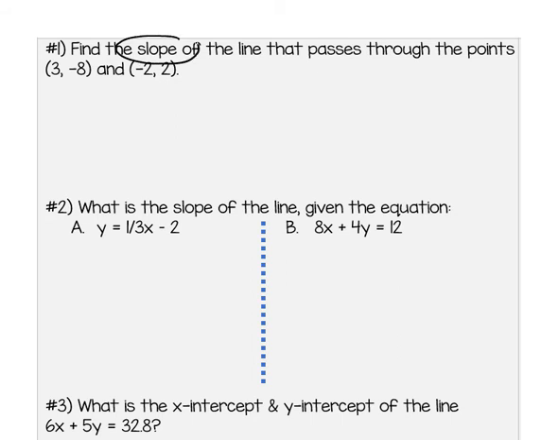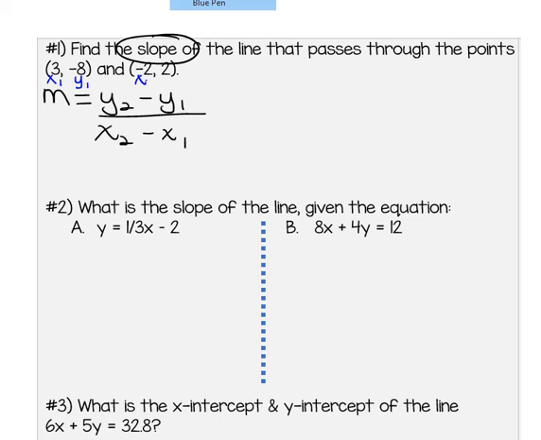When we're finding the slope of a line, we want to use our slope formula, which is m equals y sub 2 minus y sub 1 all over x sub 2 minus x sub 1. And I like to go ahead and label my points. So this is my x1, my y1, my x2, and my y2. That way I don't make any mistakes when I'm substituting in my values.